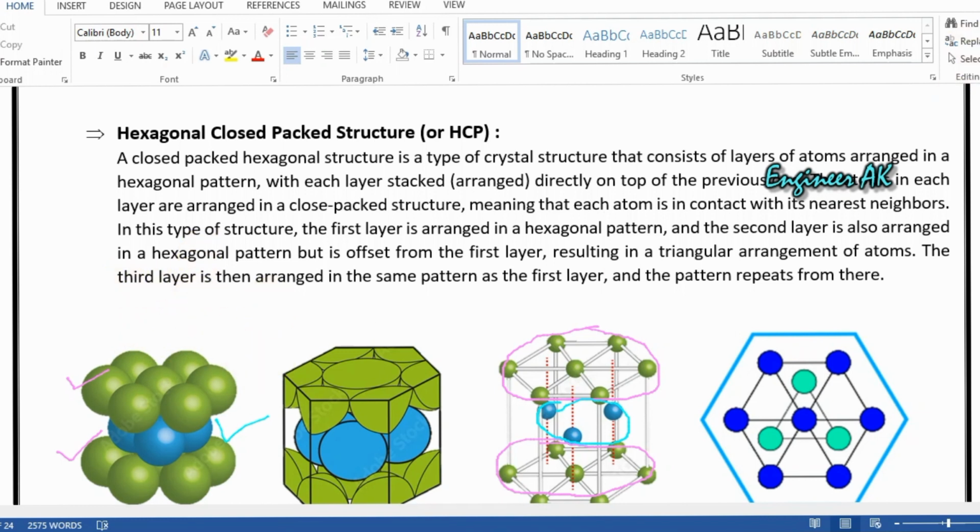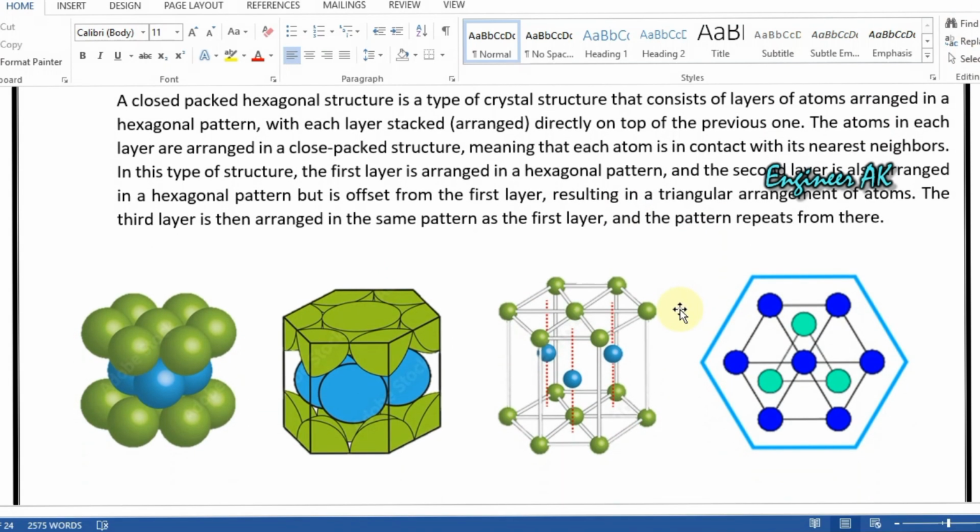And if we see the diagram, this is the 3D model, right? And this is the unit structure. They have taken a unit of hexagonal close packed structure, and this is the 2D model, how they look, and this is the top view, right? So this layer and this layer are arranged in a hexagonal structure, and then this middle one, represented by this green one, is making a triangle.